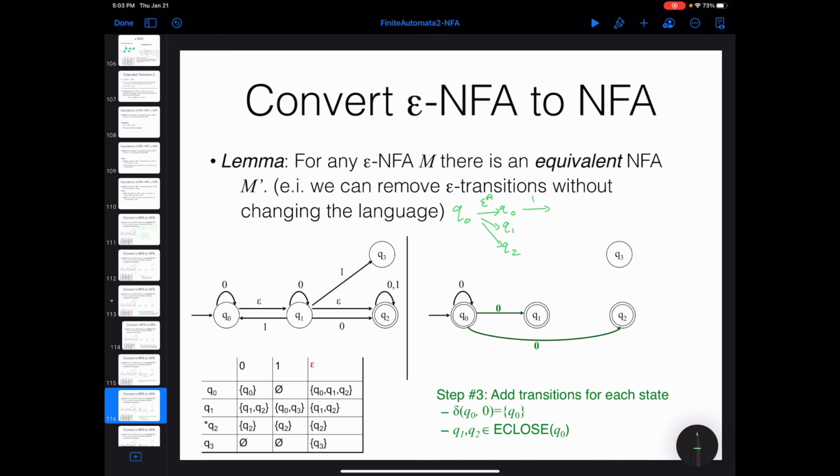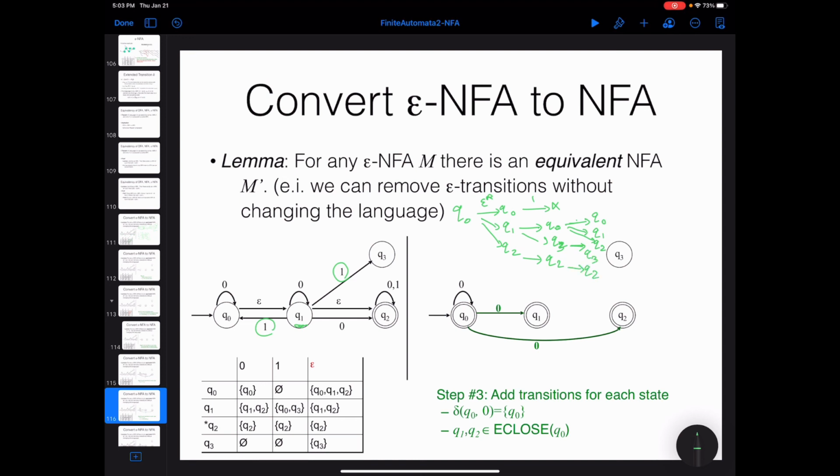Then apply the 1 directly. So Q0 doesn't have any transition. Q1 has Q0, Q2, right? Sorry, Q0 and Q3, not Q2. And Q2 is going to have Q2. Then before leaving, just apply the epsilon closure again. So this one is going to be Q0, Q1, and Q2. This one is going to stay at Q3, and this one is going to stay at Q2.